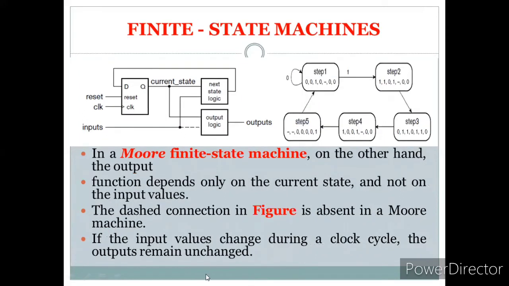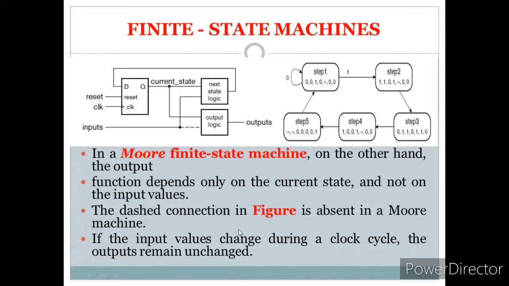Now, what happens in a Moore machine? This is a Moore finite state machine. On the other hand, the output function depends only on the current state and not on the input value. If you observe a Moore machine, only in the initial case do we have the input condition. Afterwards, in the respective steps, there are no conditions attached to the arrow marks. The dashed connection in the figure is absent. If this dashed connection is not there, then this is the Moore machine.